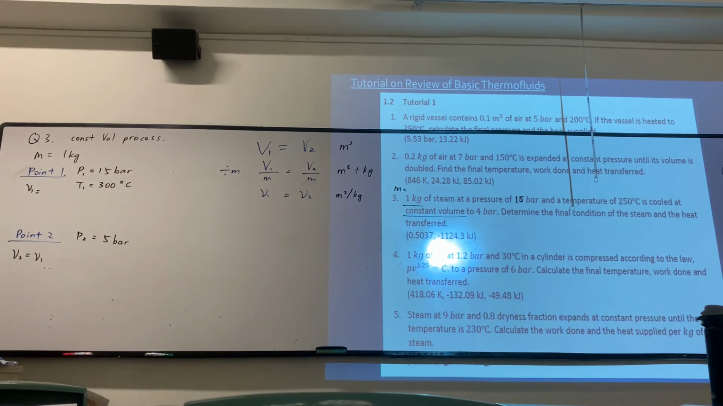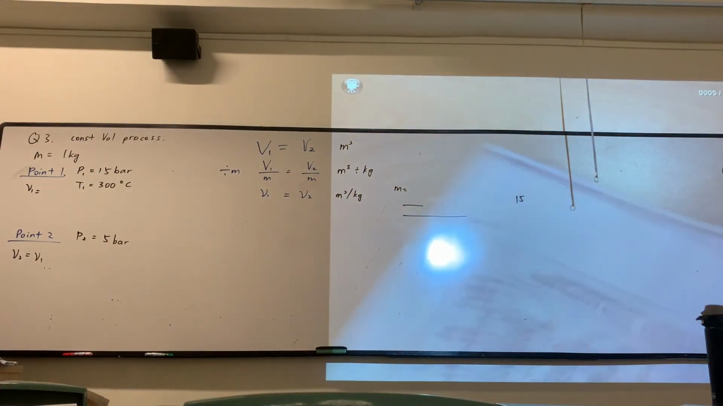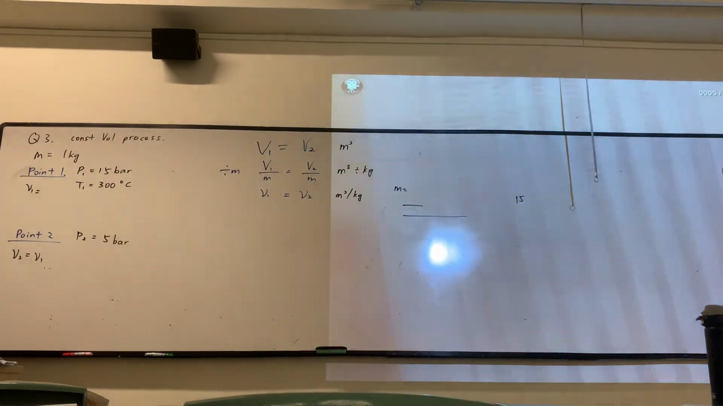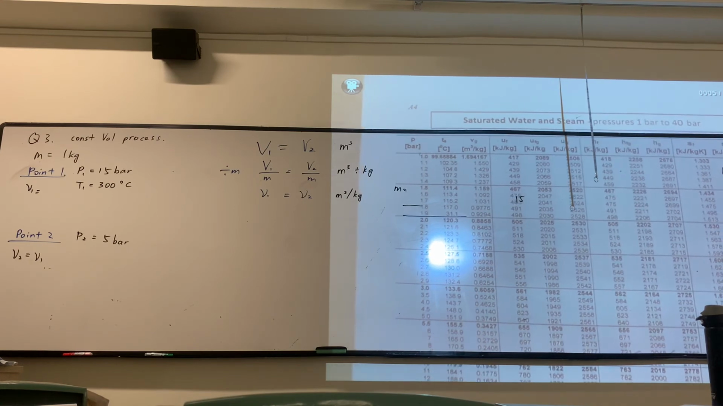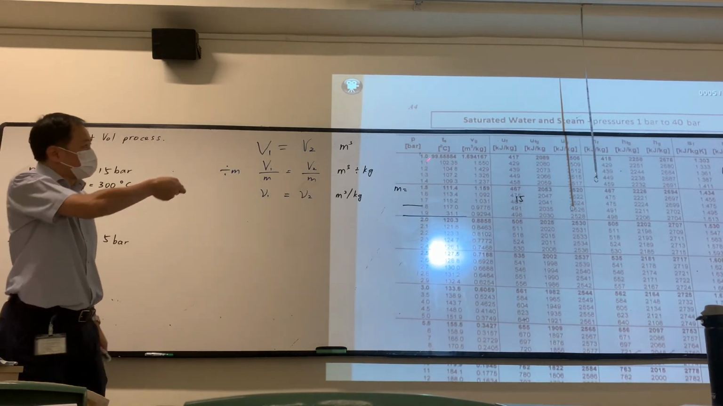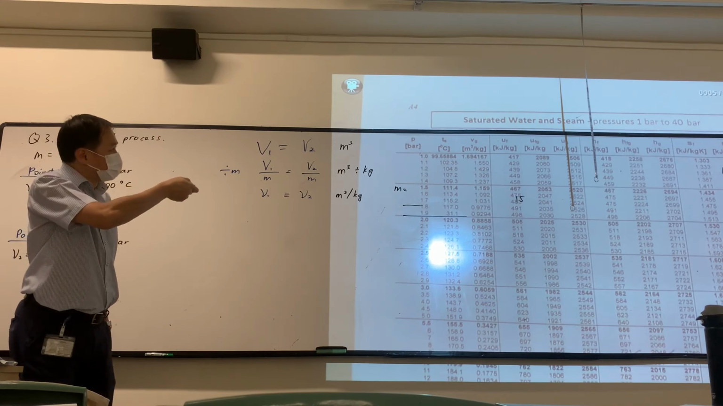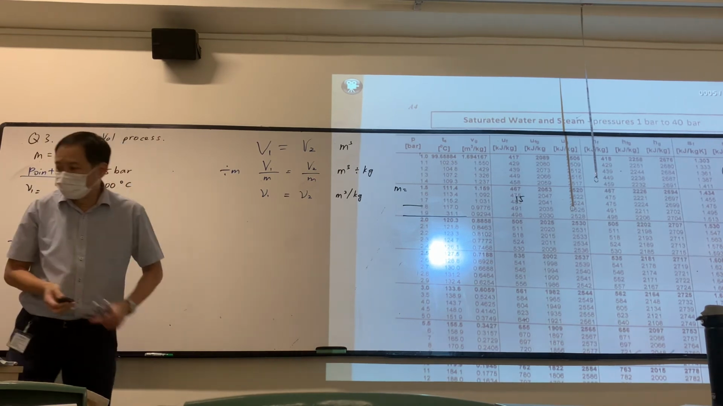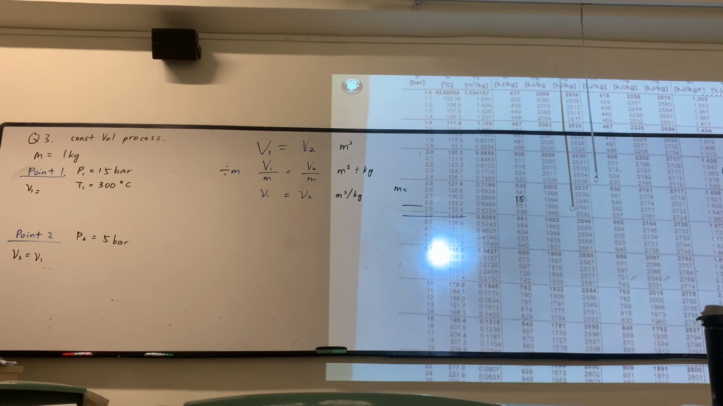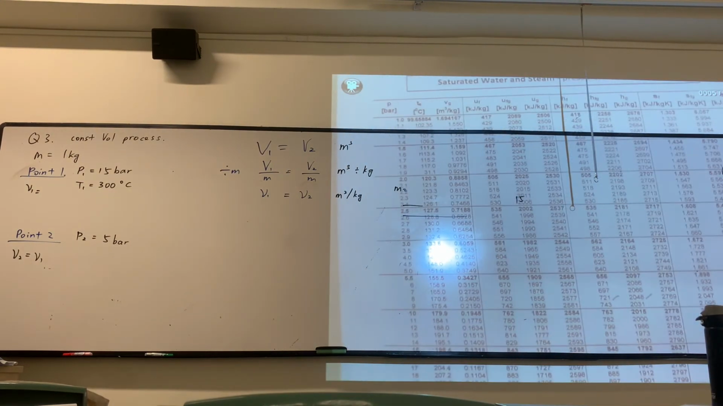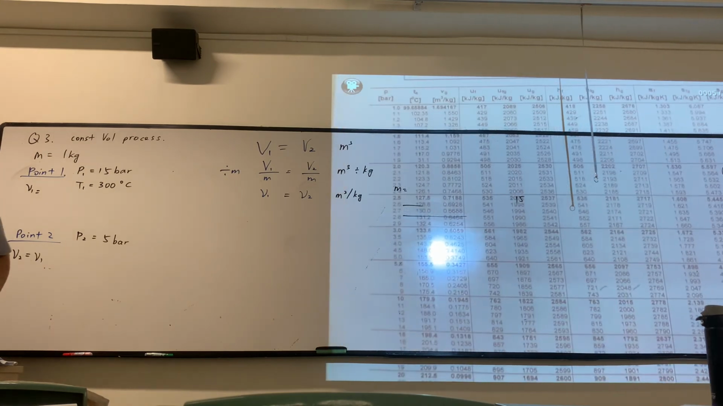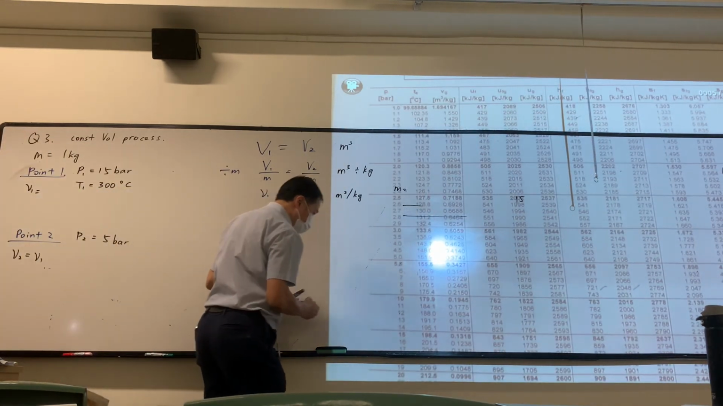Go to the steam table. Look at 15 bar. Okay, I show you two sides so that you can follow up. First of all, I show you the saturated water and steam. Then you look at this first column, 15 bar, which is below. 15 bar is here, below.